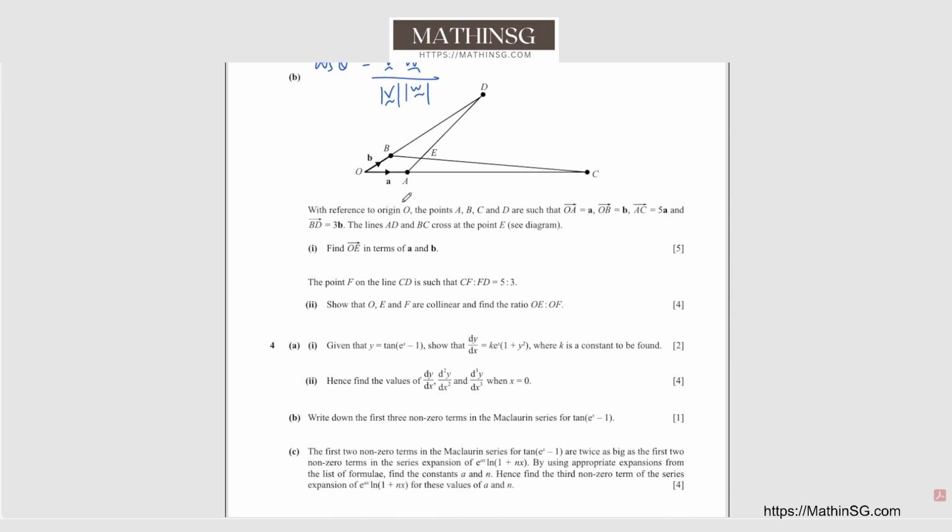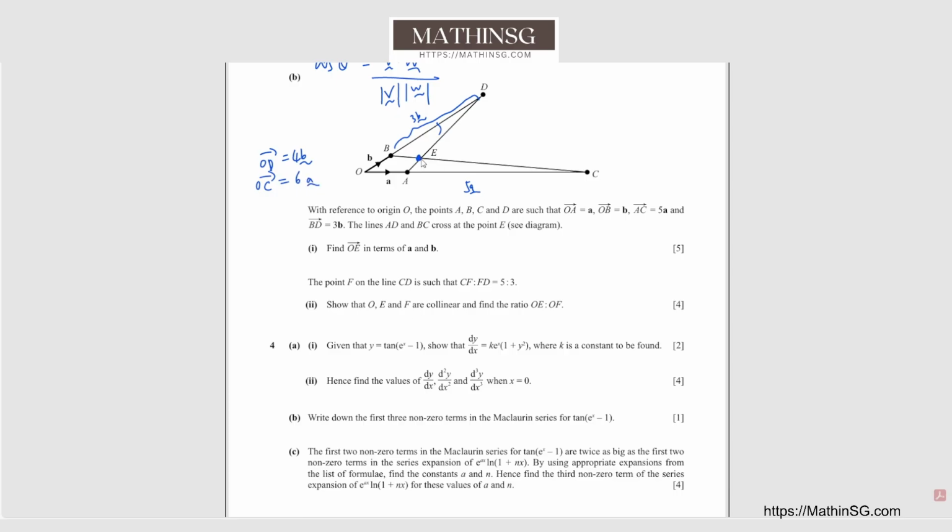So with reference to the origin O, points A, B, and C are such that OA is equal to a, OB equals b, AC equals 5a. So here's 5a. BD, which is here, is 3b. So this vector in this direction is 3b. So that means OD is 4b. AC is 5a, so OC, which is OA plus AC, is 6a. We're supposed to find OE.